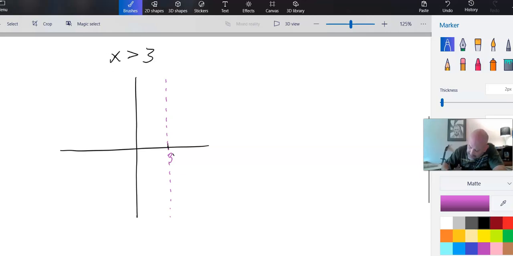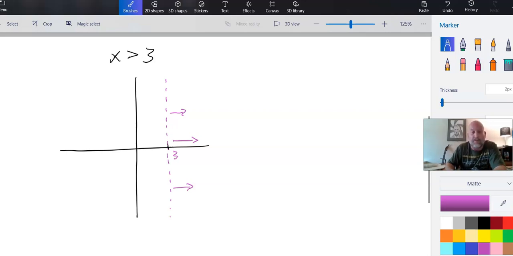Now I know we've been using a test point on this, and you certainly could still, but it's kind of a waste of time. So there's a 3 there. Here's why. If this line here is where x is equal to 3, the solutions are where x is greater than 3. Well, greater than 3 is this direction, right? That's the direction that things get greater than 3, because that's where 4 is, 5 is, all those things that are greater than 3.